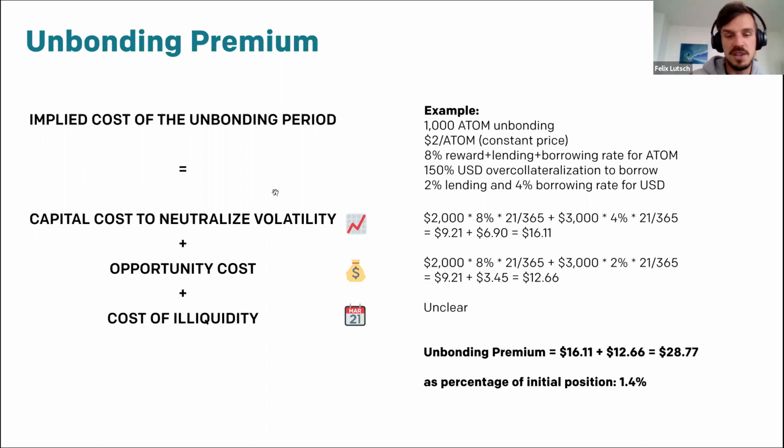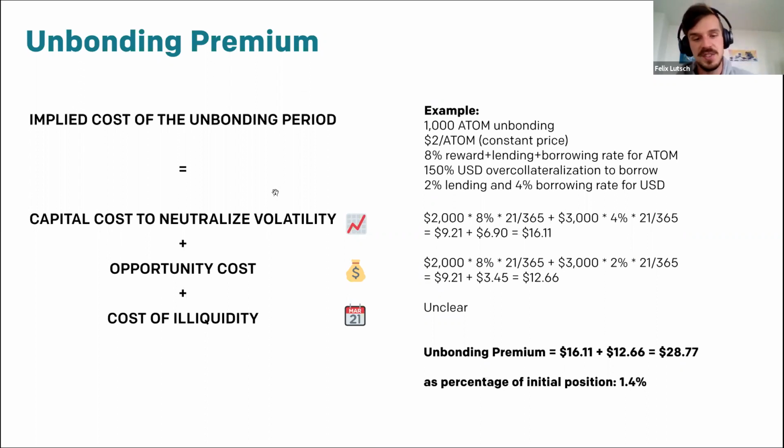Also, the other dimension is this opportunity cost, right? If I do that, I cannot use the collateral that I put up to borrow, to supply it to Compound or whatever. I cannot earn this interest. And also the atoms that are actually unbonding in this period don't earn interest either. So there's also opportunity cost there, right? If there were some Compound-type market for atoms, I could also supply them there and earn some other interest during this unbonding period.